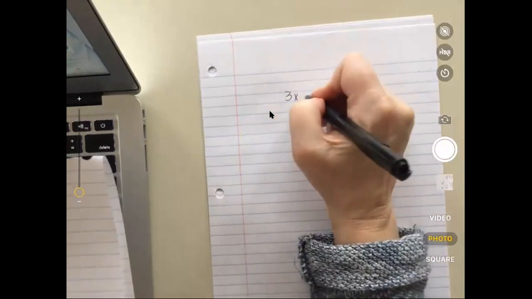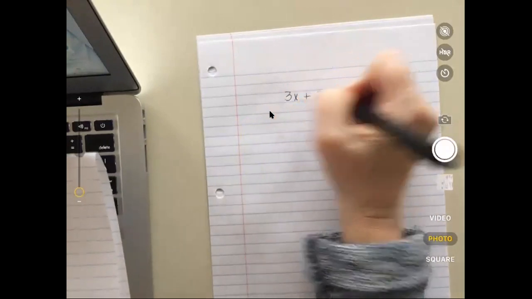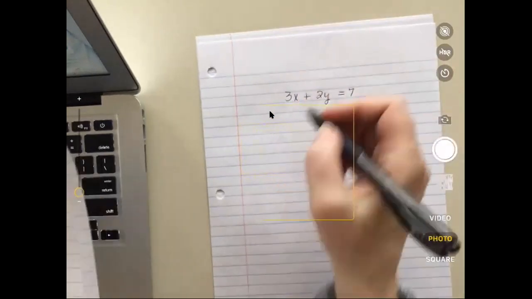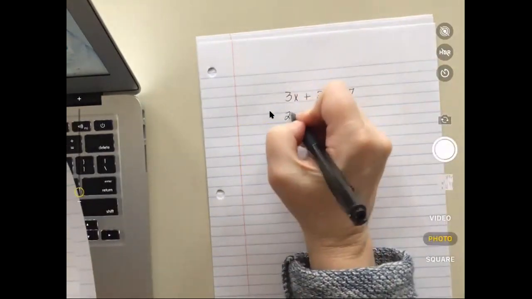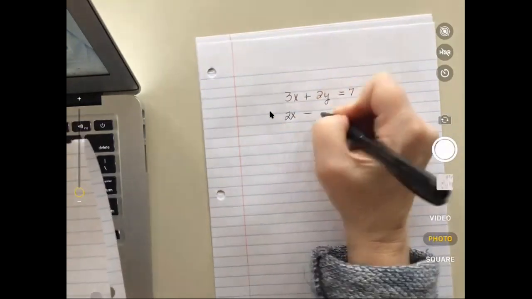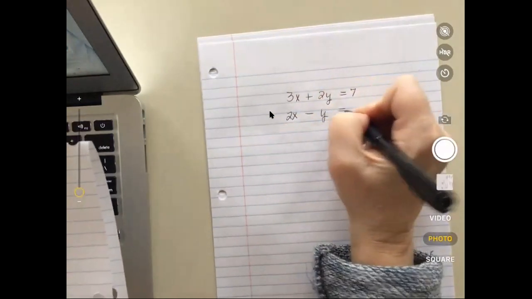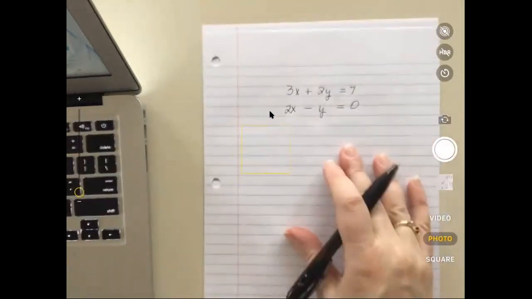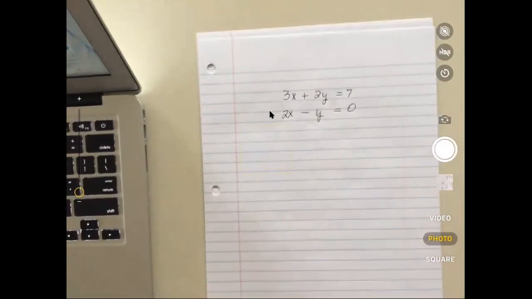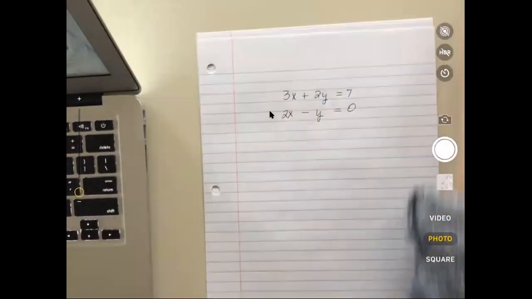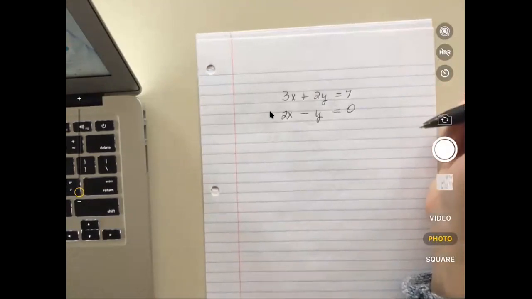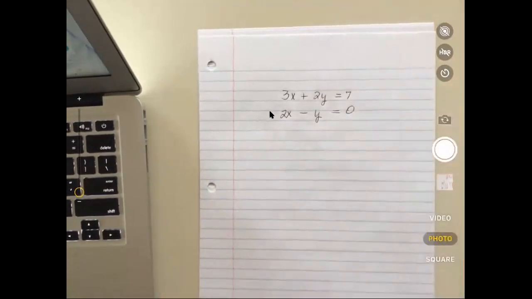3x plus 2y equals 7. And the second equation is 2x minus 1y equals 0. So there's two equations there. If I want to solve that by elimination, I have to find a way to make either the x's eliminate or the y's eliminate. Have any ideas?